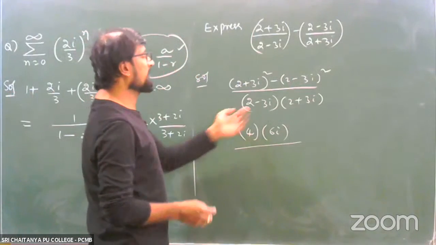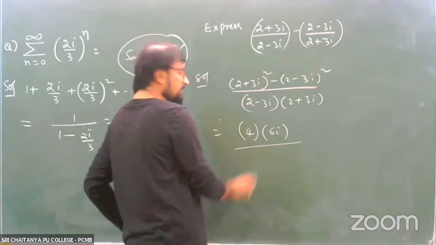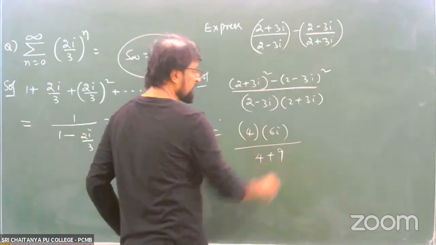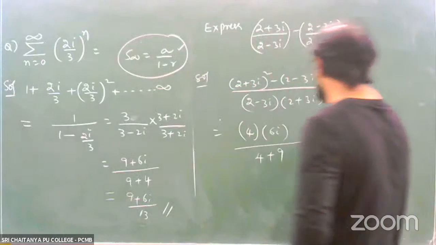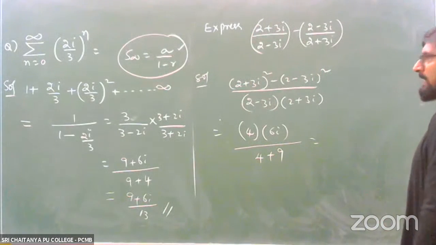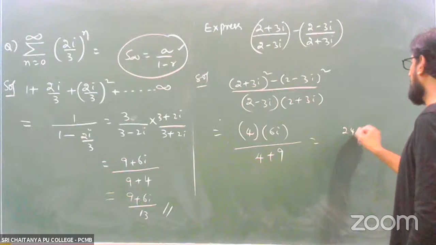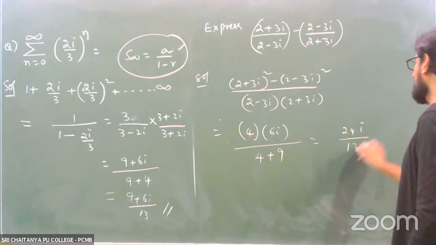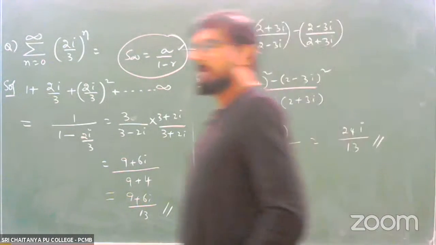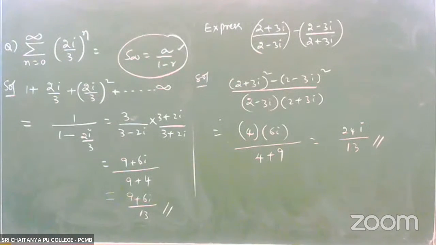right? Here you are going to get (a plus ib) into (a minus ib), a square plus b square. So you are going to get 24i upon 13, where you can write a value is equal to 0, b value is equal to 24 by 13. A plus ib form. Now the next problem.